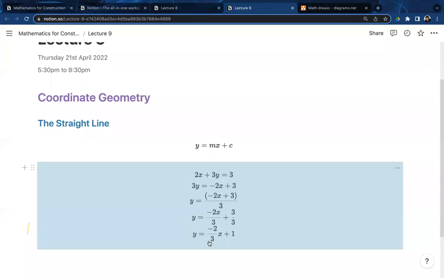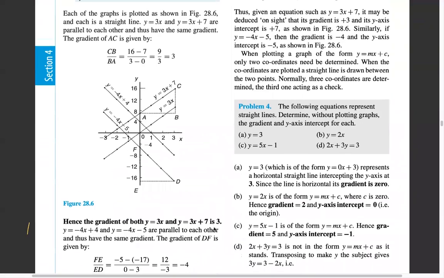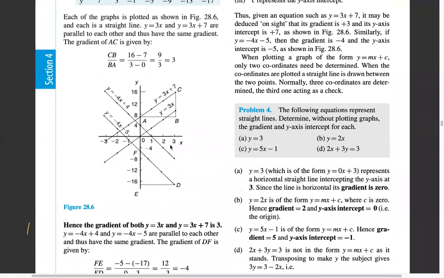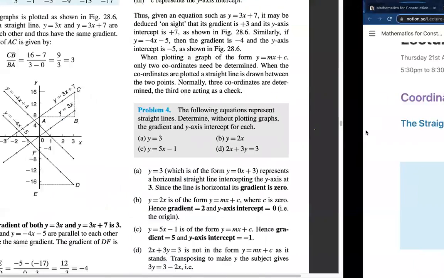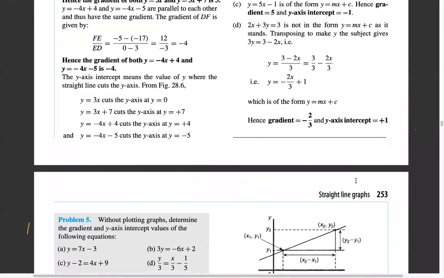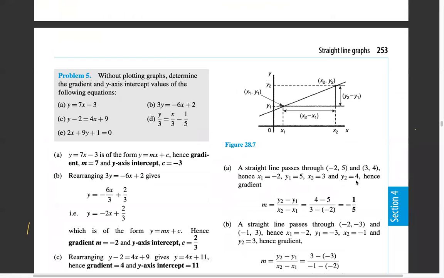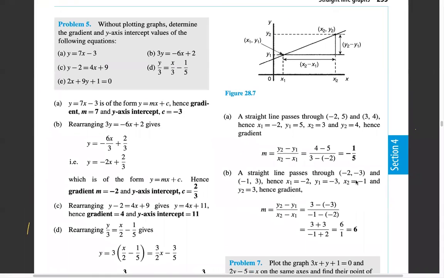So the gradient is minus 2 over 3. So it's sloping this way, right? The more x increases, the more negative y gets, right? And the y-intercept is 1. That's where it cuts the y-axis, right? It's positive 1. So we know how to identify the gradient and y-intercept without plotting the graphs.